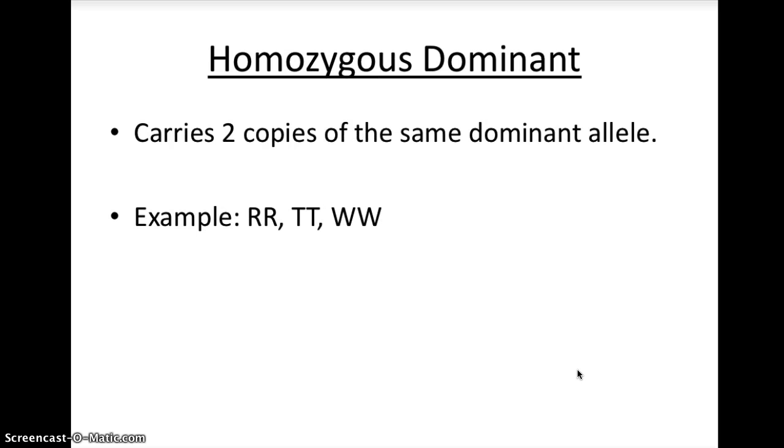Homozygous dominant. Homozygous, you need to think that they are going to be the same. So they're both capital. Homozygous, like I said, remains the same, and dominant is going to show a dominant phenotype. So as you can see, homozygous is going to be where it has two copies of the same dominant allele. If you look at the examples, we have two capital R's, two capital T's, two capital W's. So when you see homozygous, you need to think same, and dominant, you need to think capital.